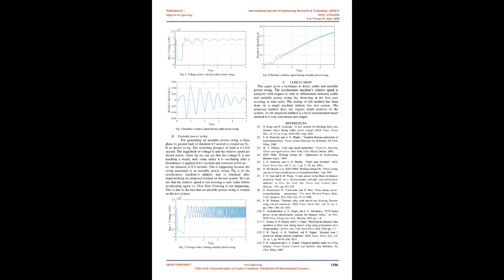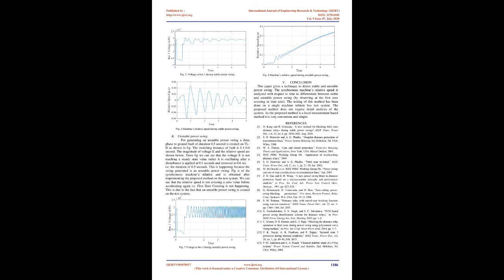If the actual rotor speed is given by the variable ωr, then the synchronous machine's relative speed can be given by 12, where ωs is the synchronous speed and is given by 2πfs, where fs is the synchronous frequency. If the synchronous machine's relative speed crosses a 0 point, as discussed in section 2, then the power swing can be considered a stable swing, and if it is not crossing a 0 point, then it is considered an unstable power swing.